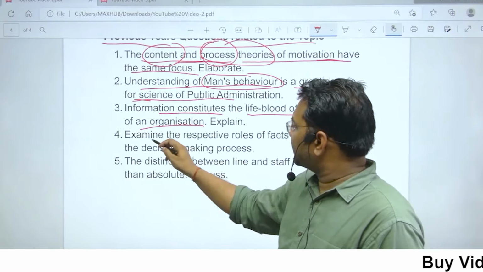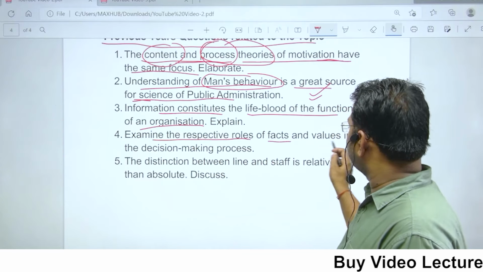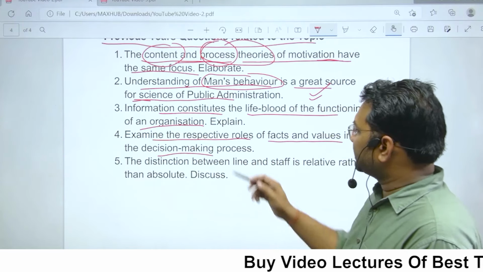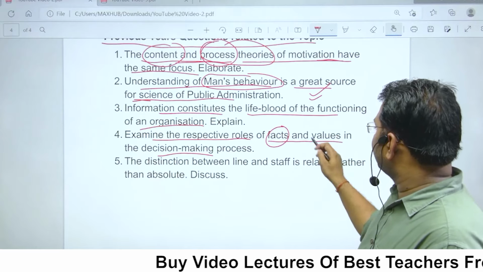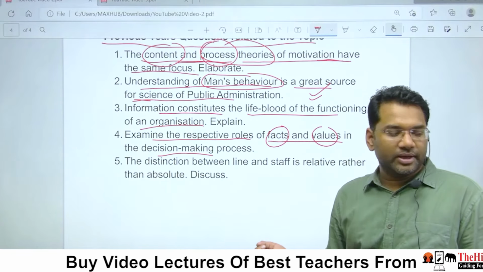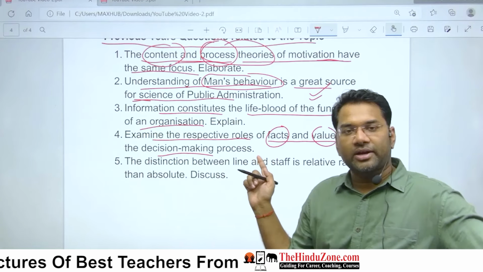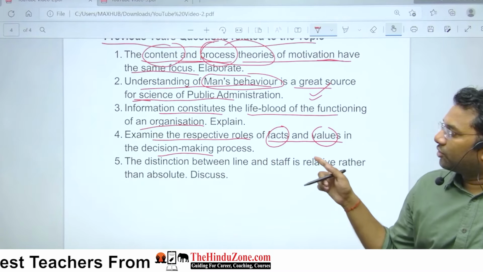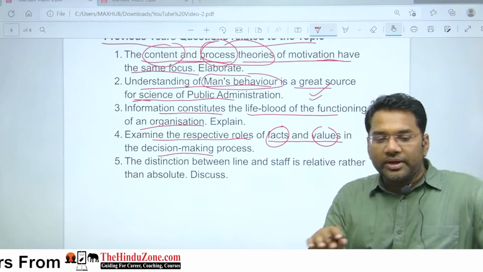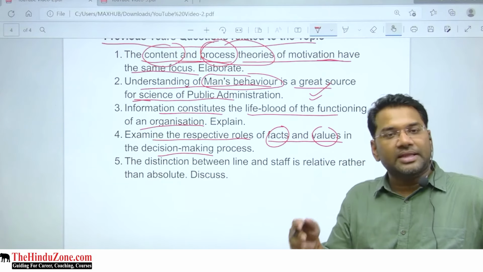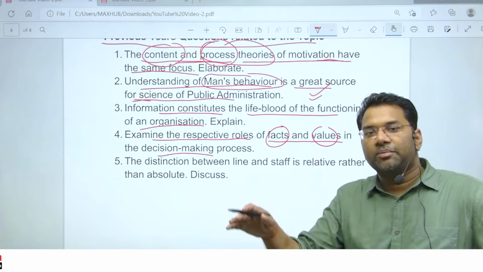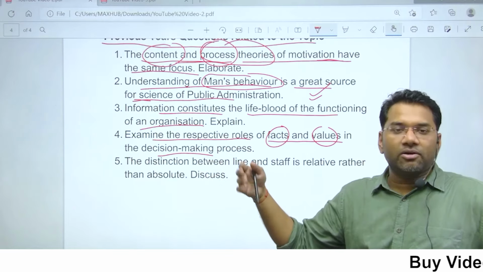Then next is examine the respective roles of facts and values in decision making process. Examine the respective roles of facts and values. Facts और value में administration में क्या, क्या role play करते हैं these facts and values, उस पे you need to talk about. So आपको अभी you need not to think कि इसको कैसे solve करना है. That we will be discussing in a very elaborative manner. But only I am just showing the kind of question that is being asked.